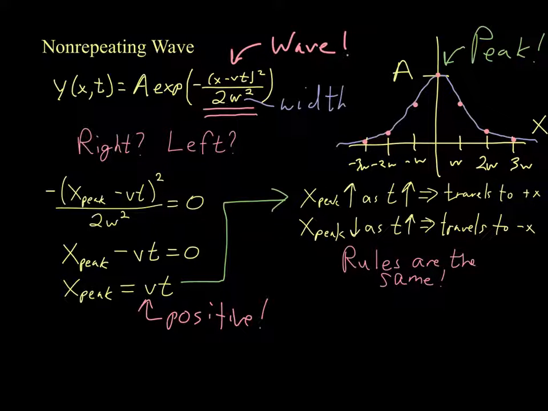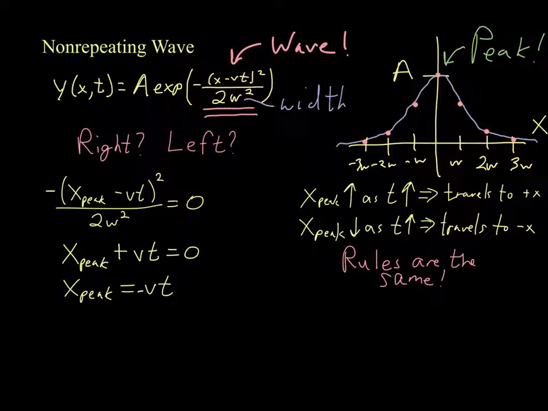So x peak goes up as t goes up, and so we get a total travel in the positive x direction. If we had put x plus vt, then we would see that x peak would have equaled negative vt, and then x peak would decrease as t increased. So the rules are the same even with non-repeating waves. Waves don't have to be repeating. This traveling wave is a non-repeating shape, but it is still a traveling wave. It's a disturbance that is propagating through space and time.